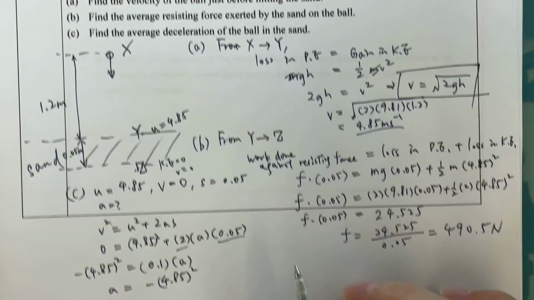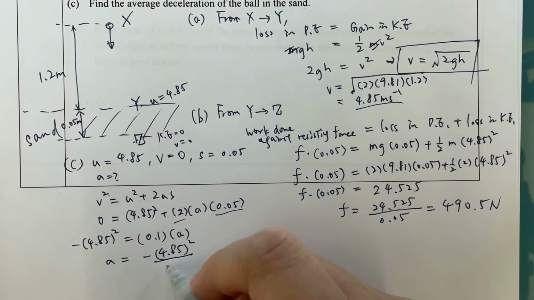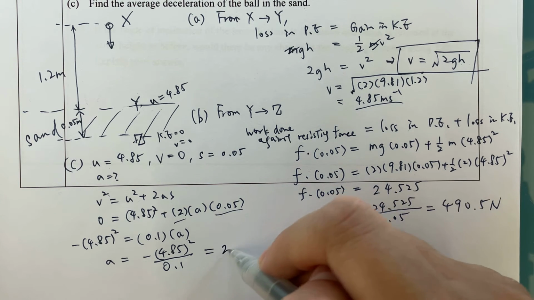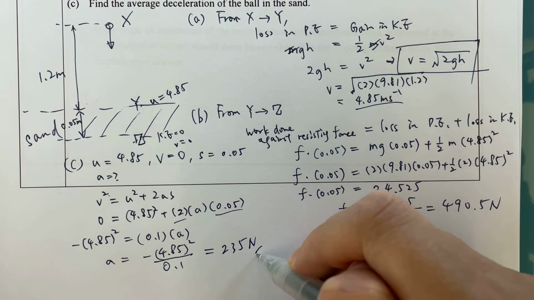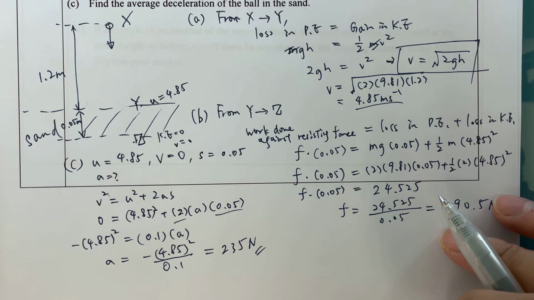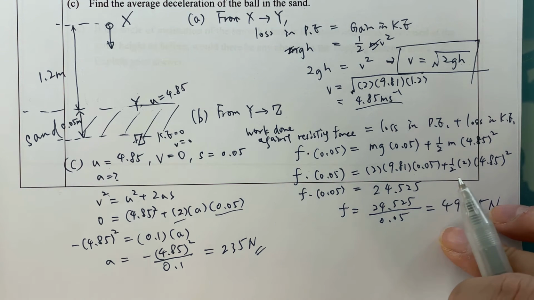Oh, sorry. Divide by 0.1. Okay, by your calculator, you got the answer. Should be 235 Newton. Okay, you may check the calculation on your own. So this is the answer for question 2. Okay, so let's continue to the question 3.